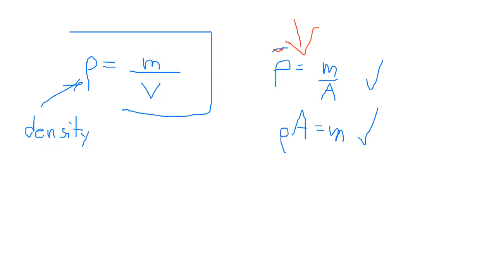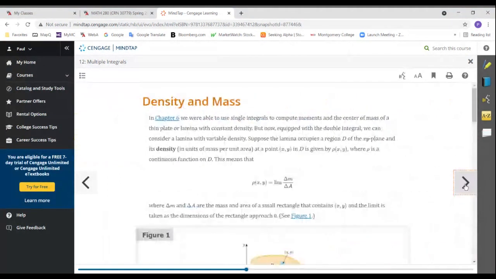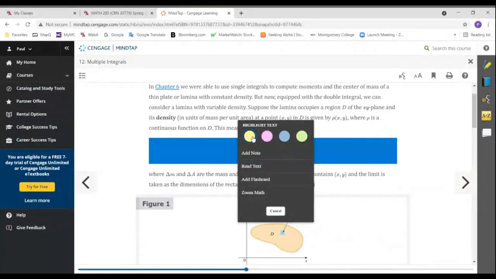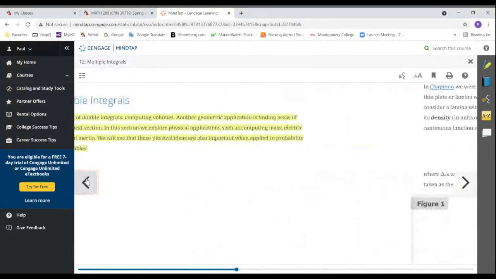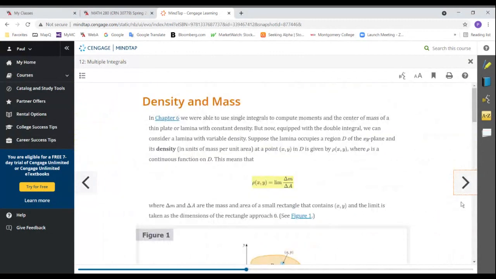So if I go back to the ebook here, and if you double click on it, it'll make it a little bigger for you. They mention here about density and mass, and right away they have the density as mass over area, effectively.